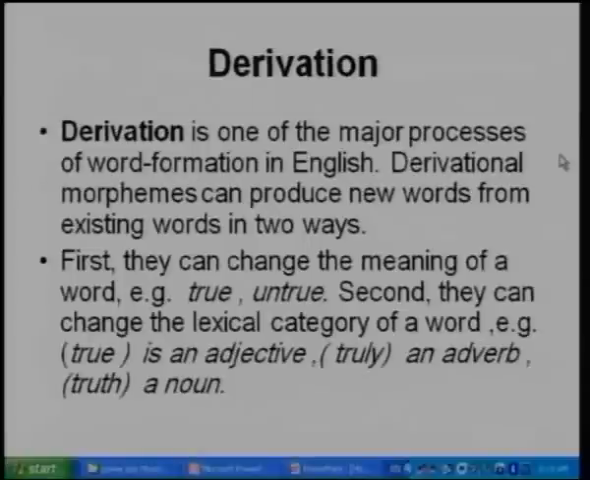And also you have the derivation changing the lexical category of a word. For example, true is an adjective. Truly is an adverb. Truth is a noun.